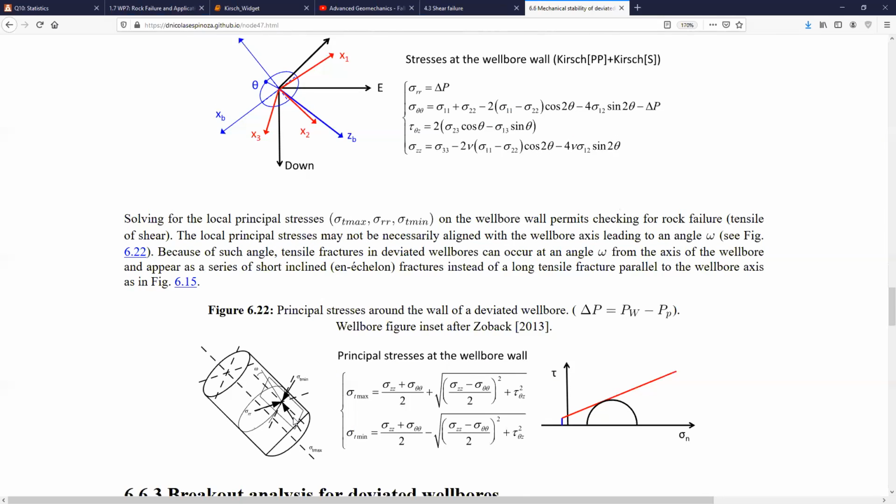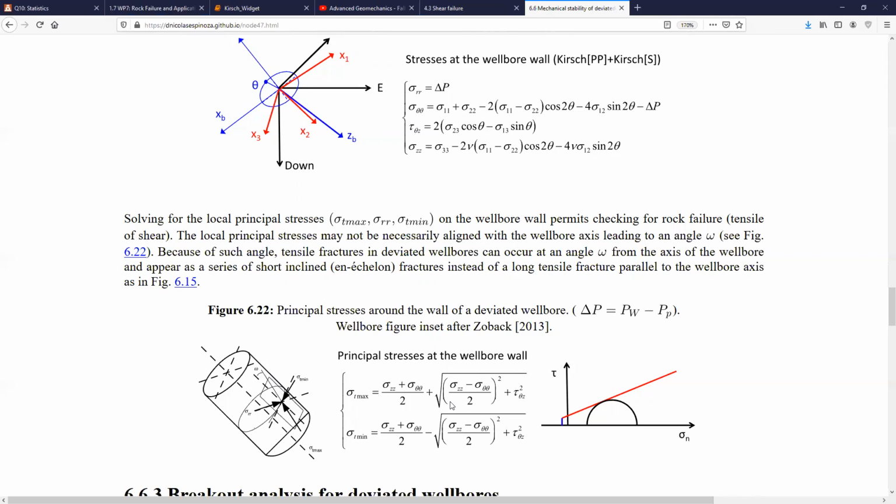Before it was, but now it's not going to be like that. And it's going to be a little bit deviated in general from the direction of the axis. How do you find that principal stress? Well, you find it by calculating the eigenvalues.